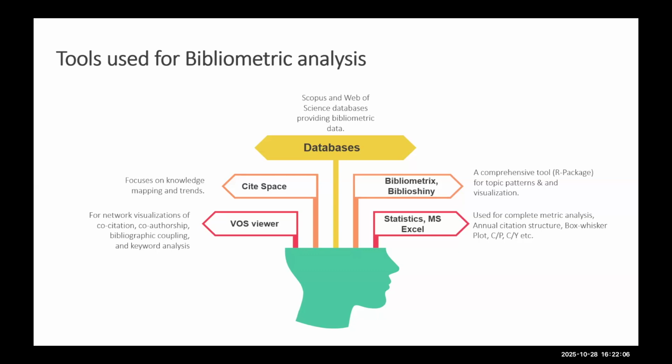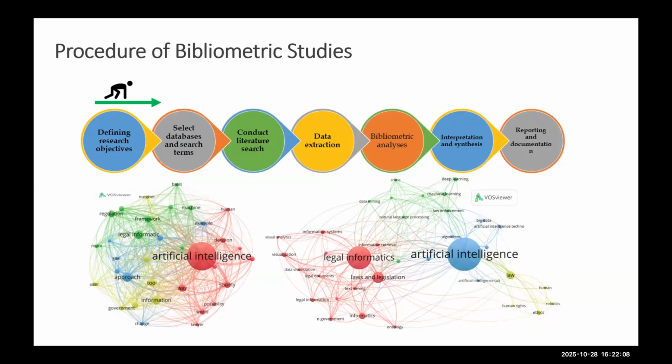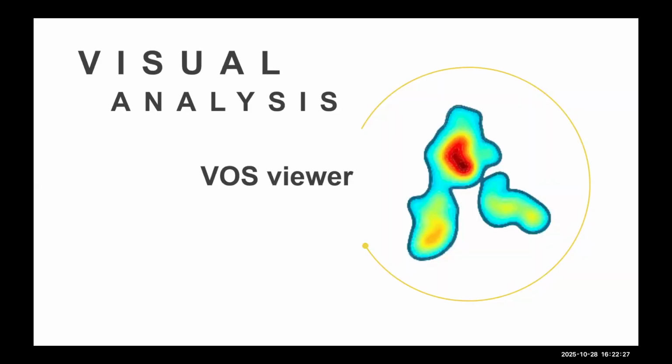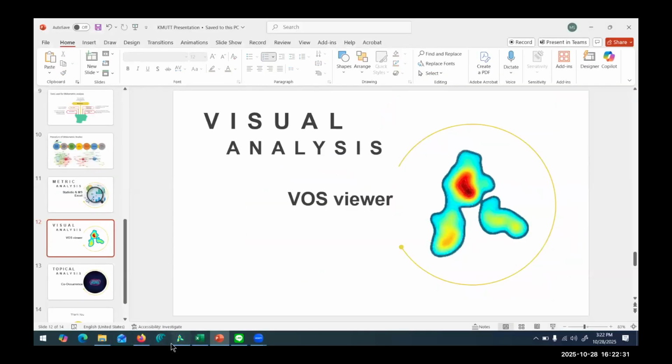It can be used simply. How does it work? First, we have to define research objectives. We have to select databases and research terms. We have to conduct a literature review, data extraction, bibliometric analysis, interpretation, and so on. The bibliometric analysis itself I'm not going to discuss. For the VOSviewer analysis, we have downloaded our data and we are going to plot that.